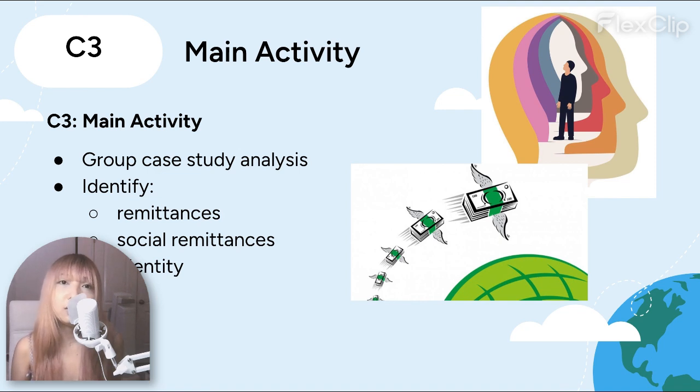In the main activity, students work in groups to analyze the case study. They will identify how remittances are being sent, how cultural values are exchanged, and how these experiences shape identity and family roles. This activity is designed to move students from understanding concepts to applying them while also encouraging collaboration and discussion. It allows students to see how abstract ideas like transnationalism operate in real life situations. So they will work in groups to identify remittances, social remittances, and identity.